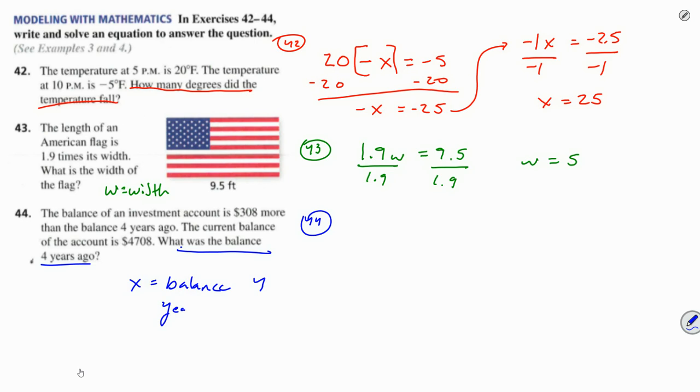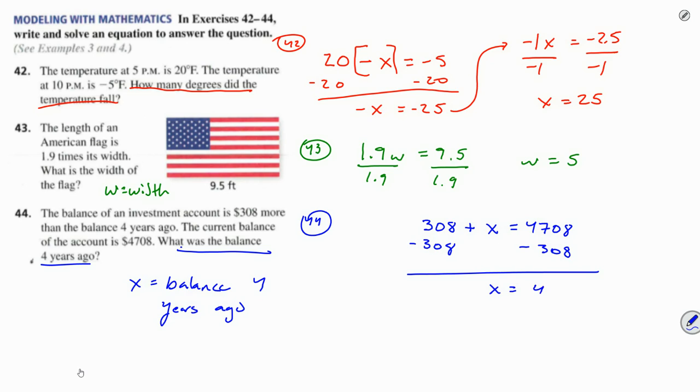You see what I'm doing here? This is called defining the variable so people know what it stands for. So 308 more than 4 years ago equals this. If we subtract this, subtract this, I think we get something like x equals 4,400.